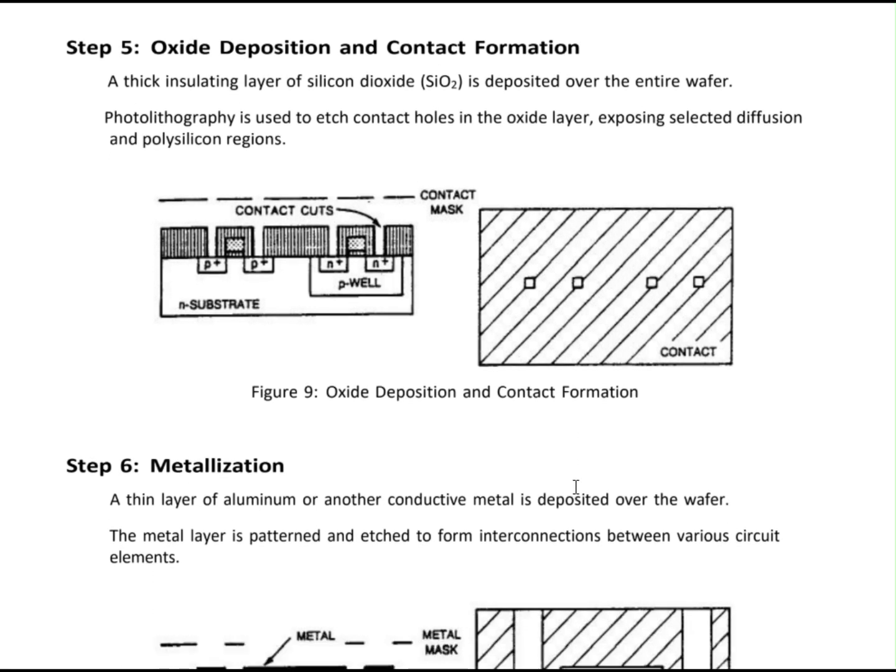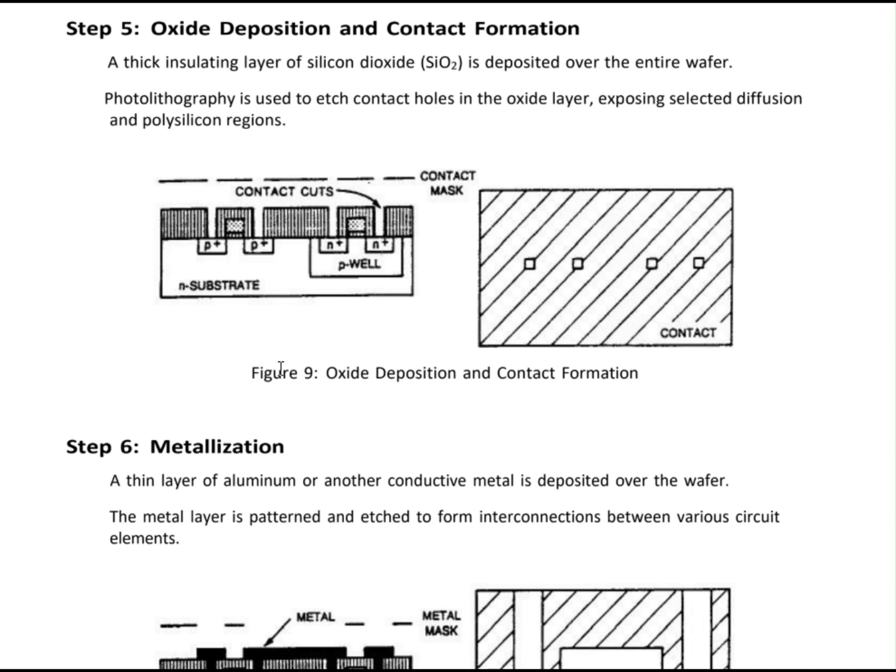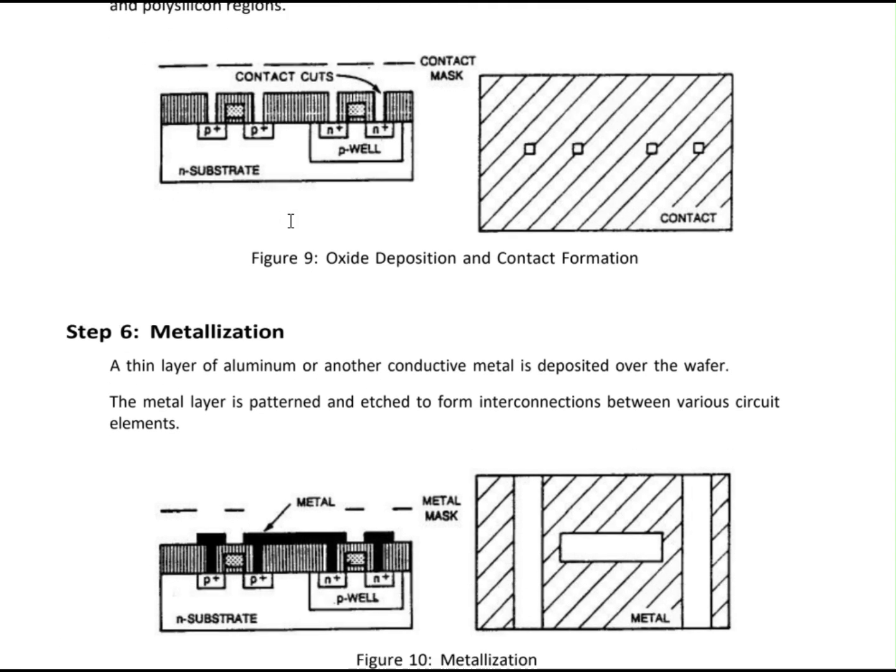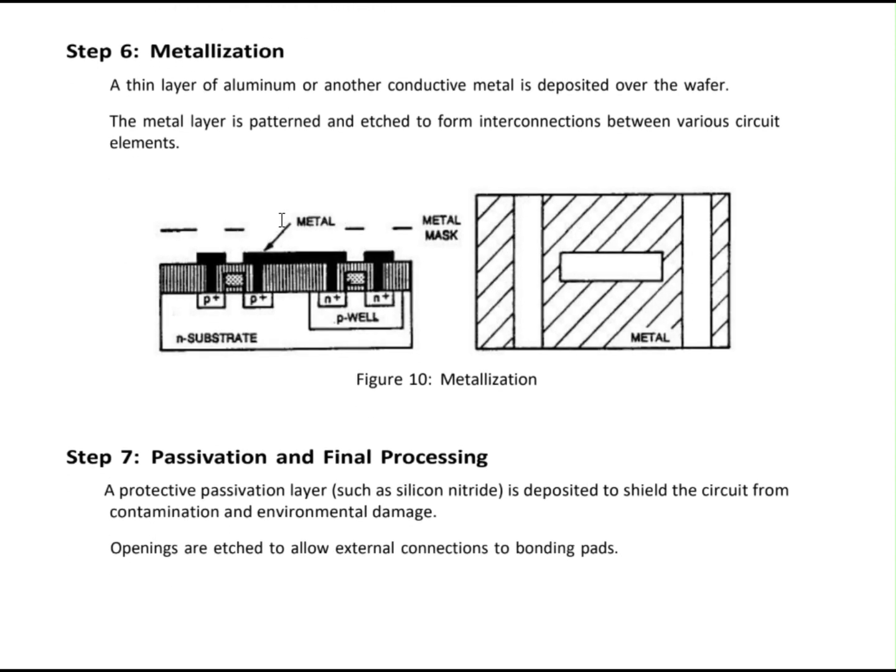So step 5 is oxide deposition and contact formation. Photolithography is used to etch the contact holes in the oxide layer, exposing the selected diffusion and polysilicon regions. So here the contact cuts are made in between, and after the oxide is deposited, the next step would be contact formation. Step 6 is metallization.